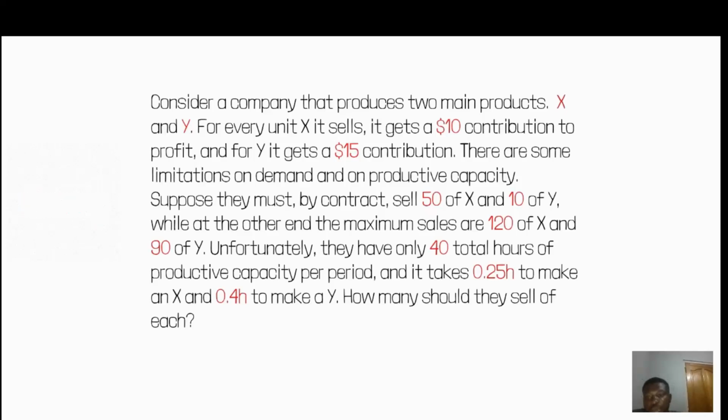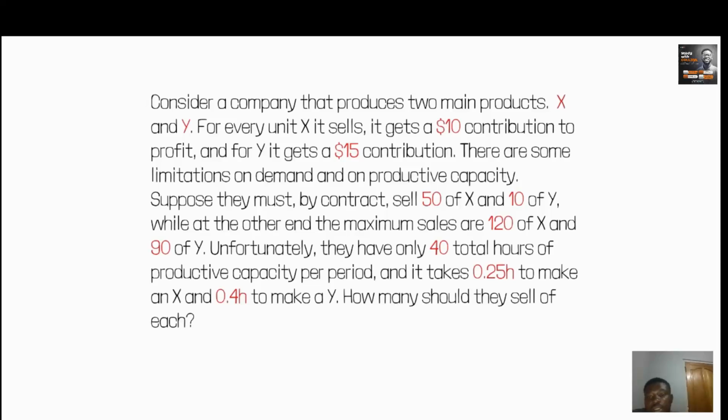And today we'll be taking this example from operations research using linear programming, the corner point method. So the question is, consider a company that produces two main products, X and Y. For every unit of X it sells, it gets a $10 contribution, and for Y a $15 contribution.